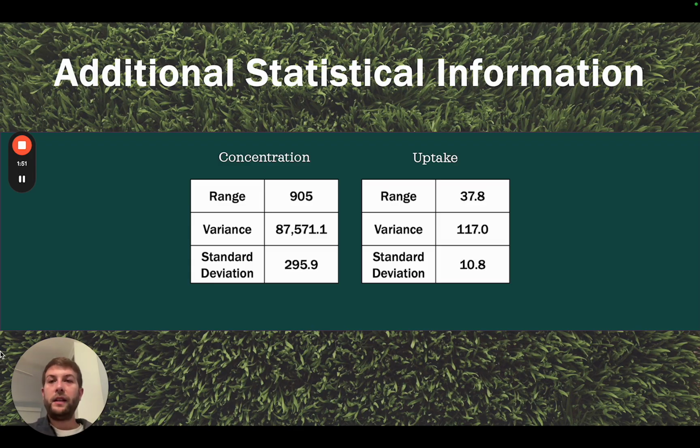I calculated additional statistics for the columns with numeric information, the concentration and uptake columns. I calculated the range, the variance, and standard deviation. Between the two columns, the ranges were very different from each other. Concentration's large standard deviation compared to uptake's much smaller standard deviation showed me that the uptake data is in a much more narrow range compared to the concentration data.